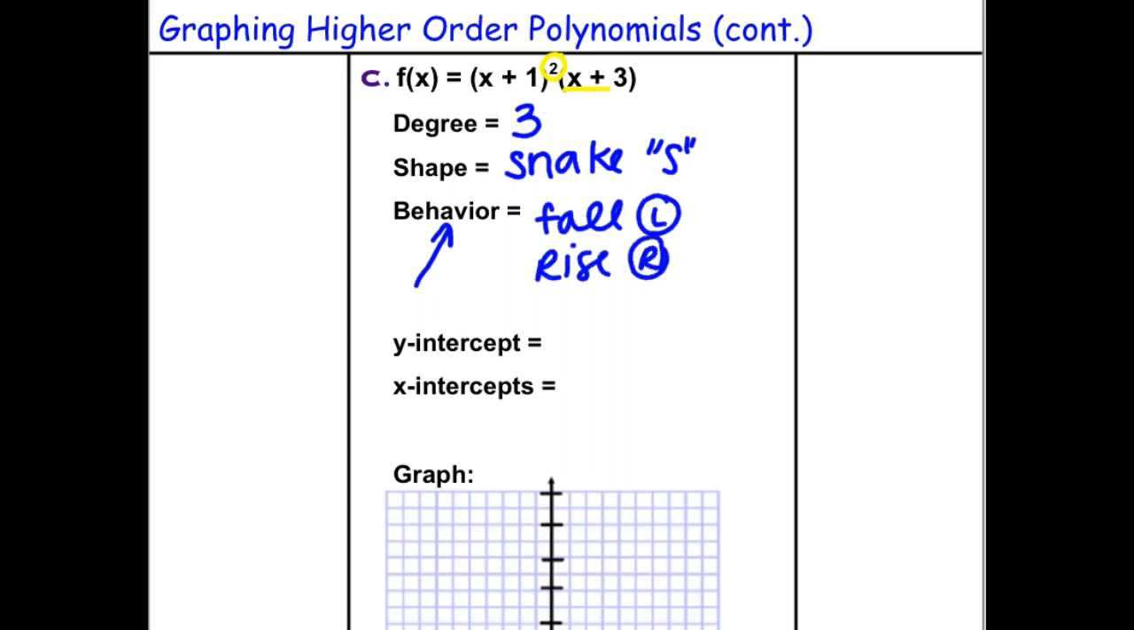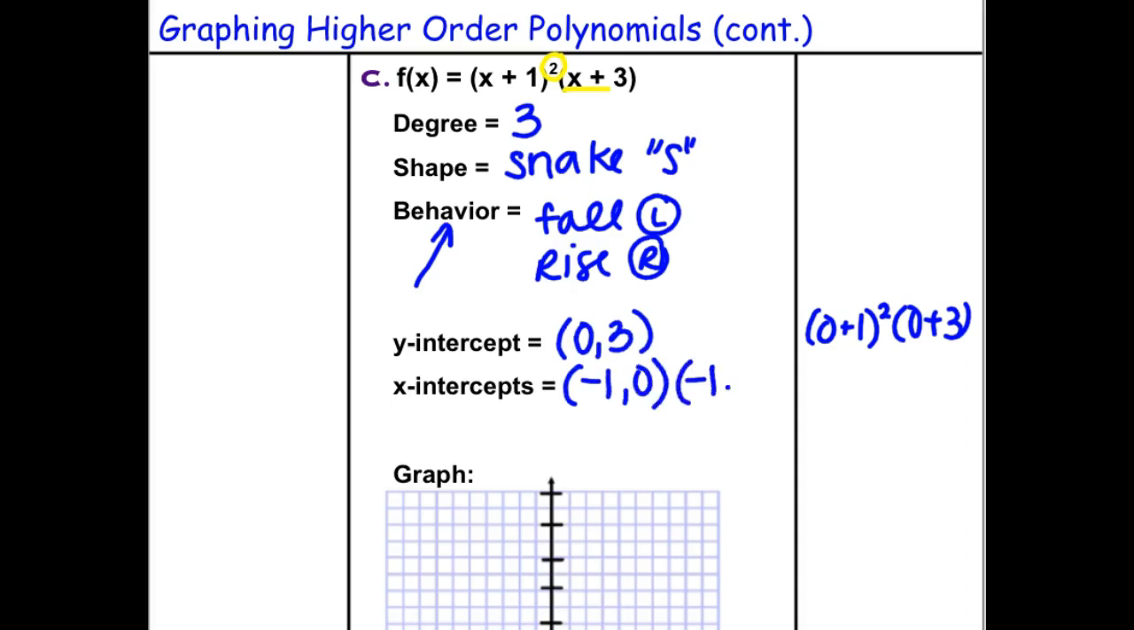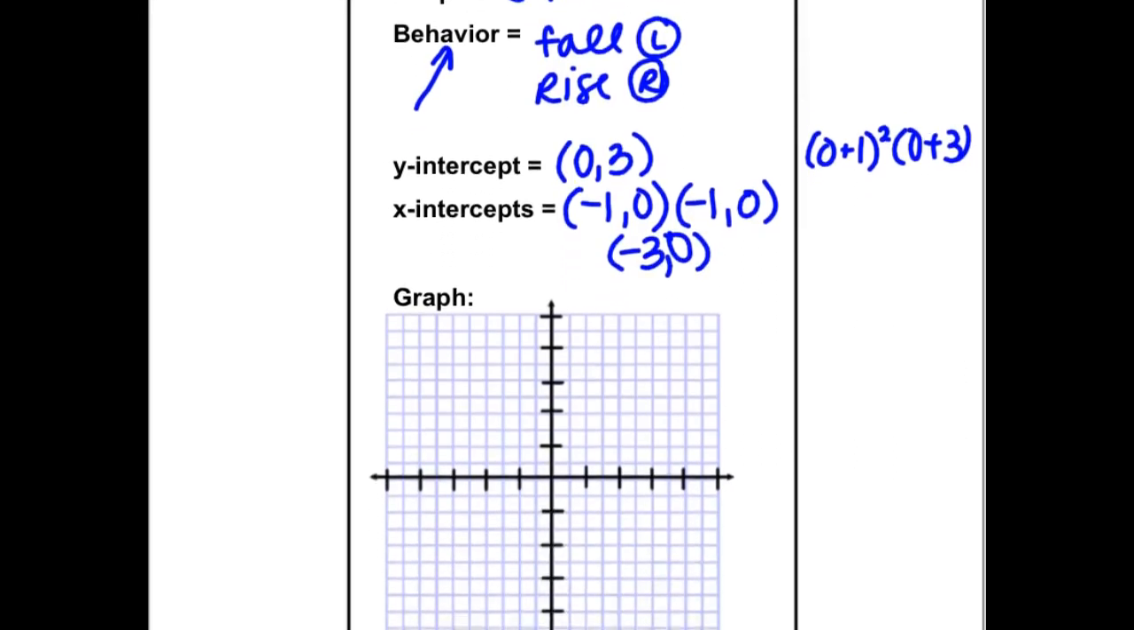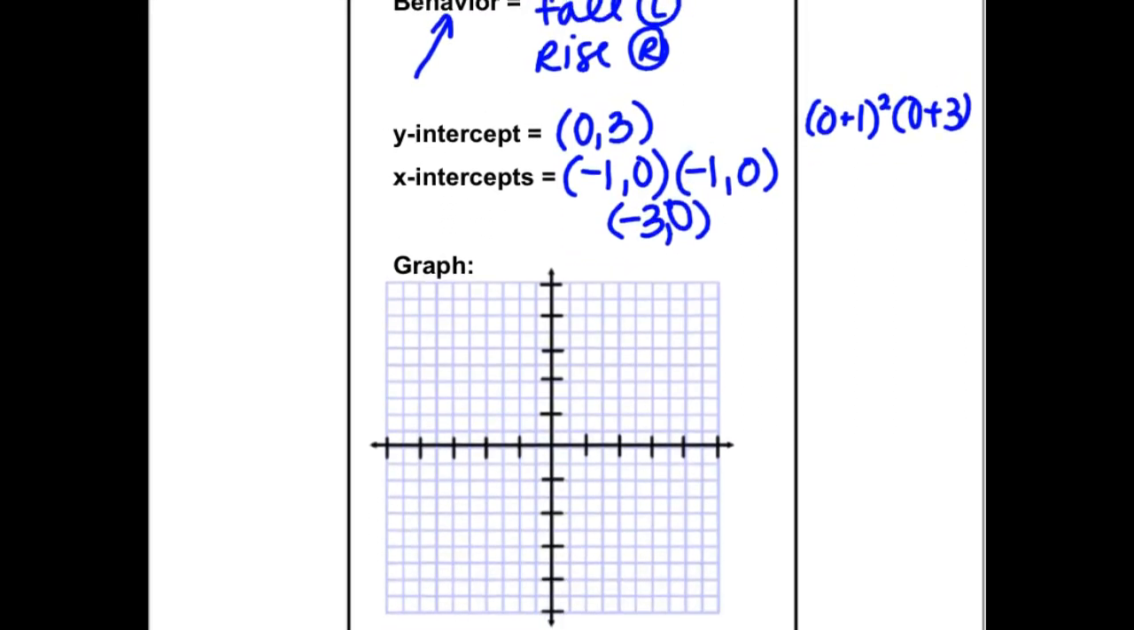So for the y-intercept, we've got 0 plus 1 squared times 0 plus 3. 0 plus 1 is 1, 1 squared is 1. 0 plus 3 is 3, 1 times 3 is 3, so (0, 3). X-intercepts, I've got (negative 1, 0) with a multiplicity of 2, so I do have to list it out twice. And (negative 3, 0). So now, we'll go ahead and graph those. So we've got (0, 3). We've got (negative 1, 0) and (negative 3, 0).